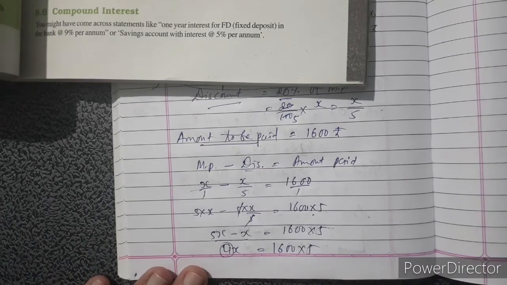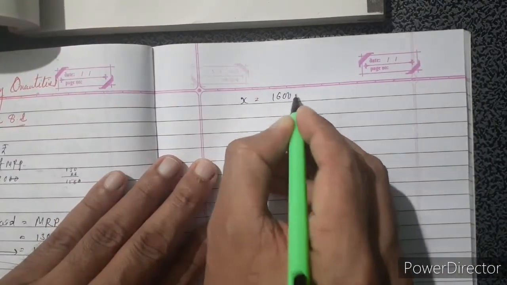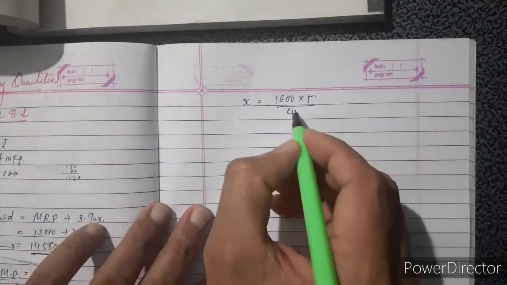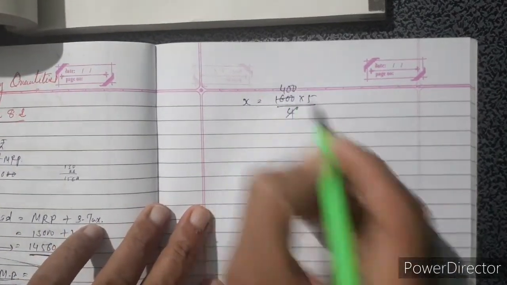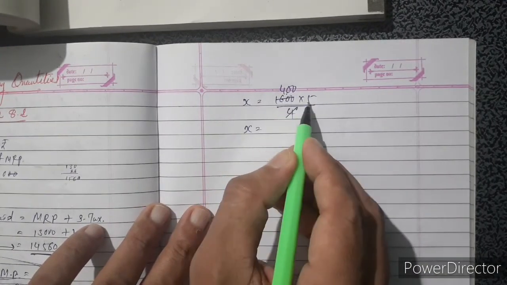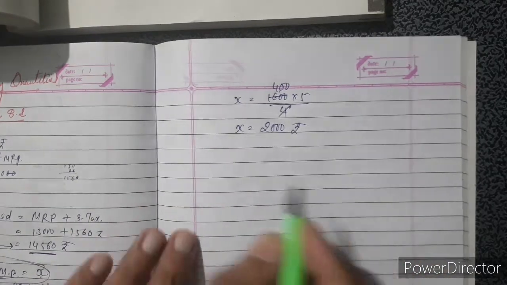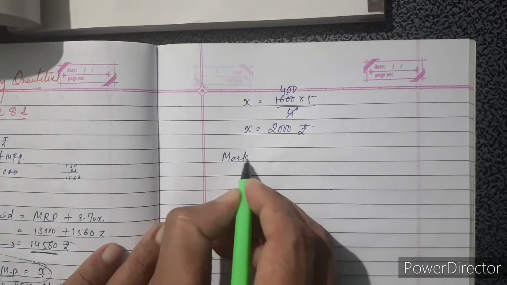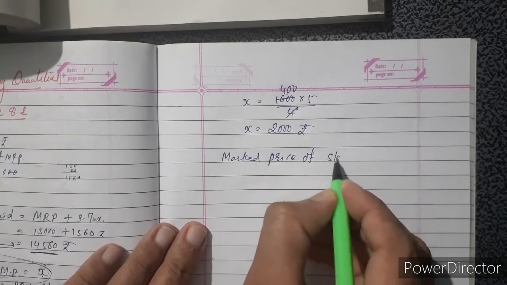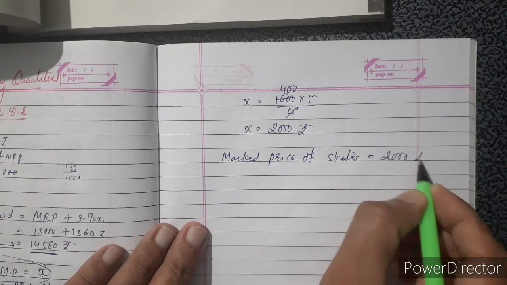Now change the side of 4. So X equals 1600 into 5 divided by 4. 4 fours are 16 and double 0. So X equals 400 into 5, that is 2000 rupees. So the mark price of the skates equals 2000 rupees.